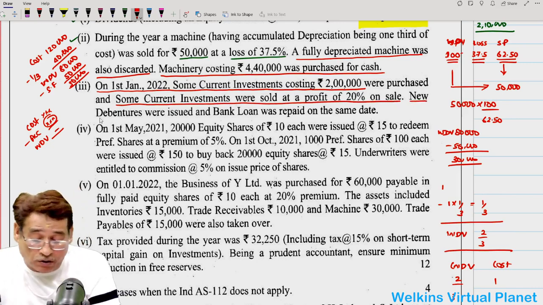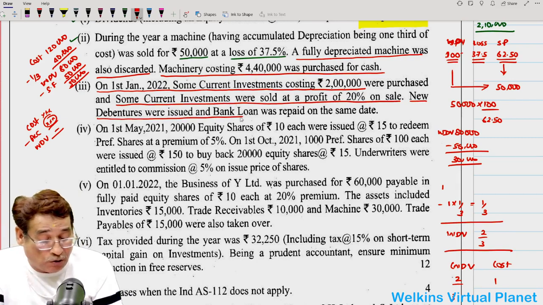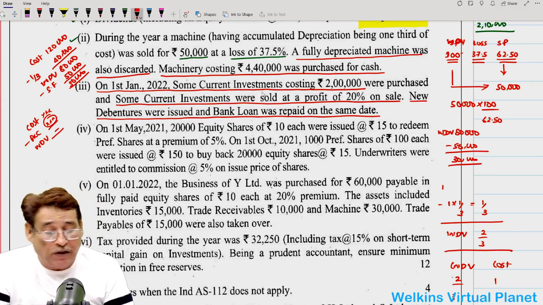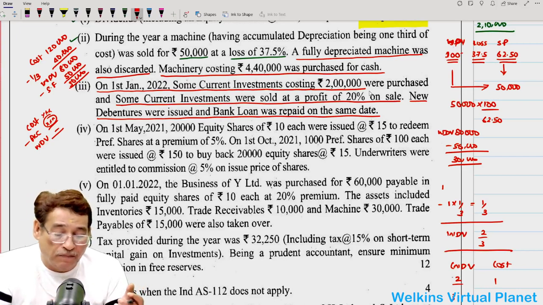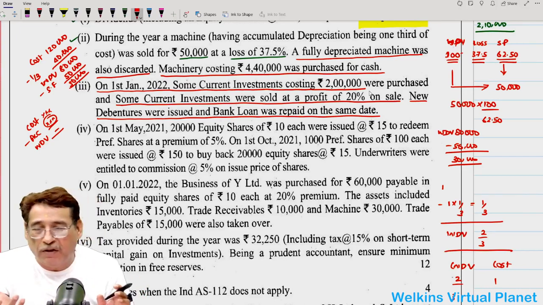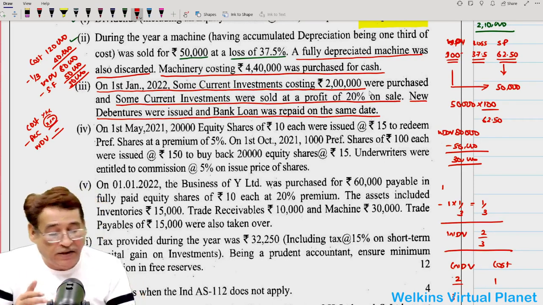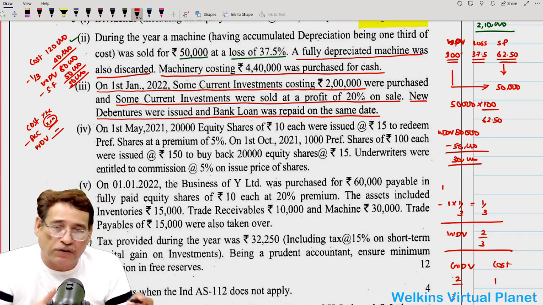And then question also says that new debentures were issued and bank loan was repaid on the same date. So in this question, there is some information related to what we call current investment. Question says that some current investment costing 2 lakh were purchased. So you will simply write 2 cash. And current investments were sold at a profit of 20% on sales. Some current investment. You will take the difference of the opening and closing balance. You will find out that some of the investment you are selling, and you are selling it at a profit of 20% on sales.